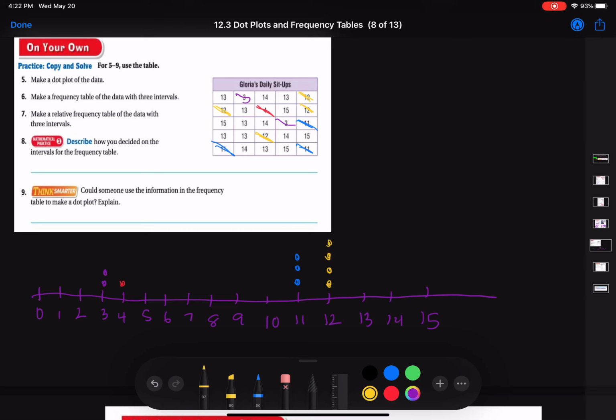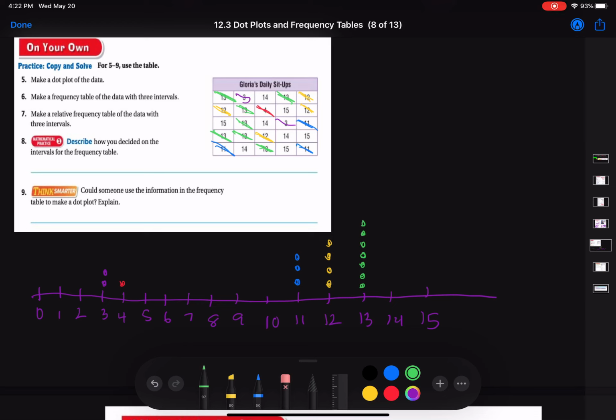Okay, now let's do 13. So I cannot do that color. What am I missing? Let's do green. Okay, so let's do 13. I think there's a lot of 13s. So we got 1, 2, 3, 4, 5, 6, 7. Okay, so we're going to go 1, 2, 3, 4, 5, 6, 7.